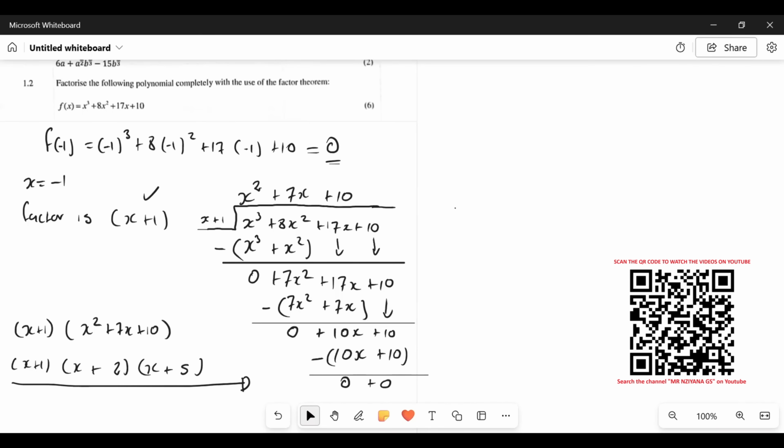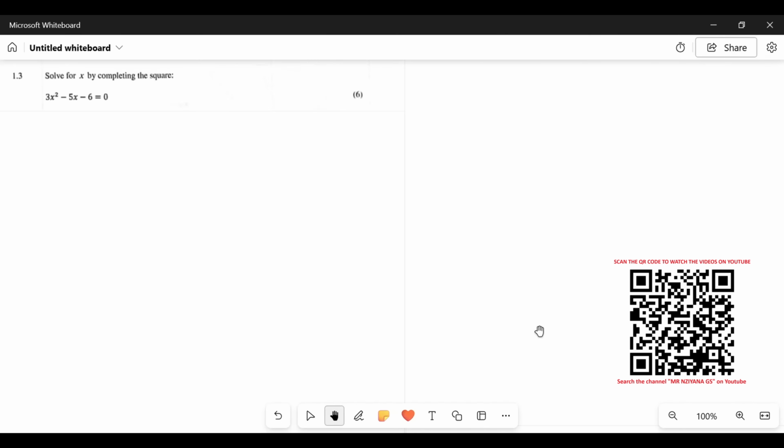All right, people, we are done with 1.2. Let's go and do 1.3. All right, people, we have 1.3 here. So 1.3, they say solve for x by completing the square.